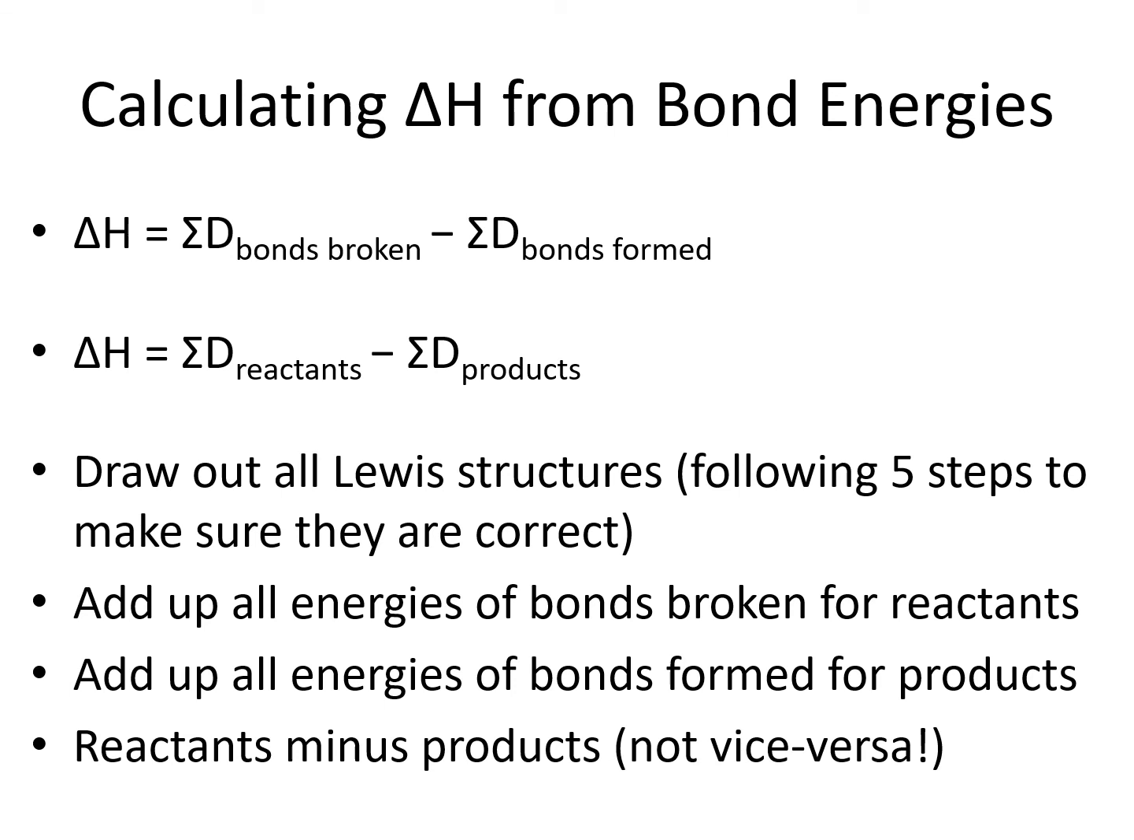And once you add all of them up, you're going to do reactants minus products, not the other way around. So this is different from what we do with our delta H of formation. With those, it's products minus reactants. But with our bond energies, we're going to do reactants minus products.